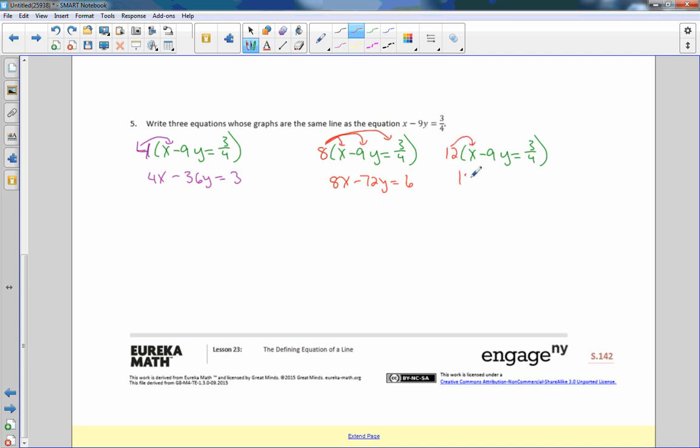12 times x is 12x. 12 times negative 9 is negative 36y. And 12 times 3/4 is 9. 12 divided by 4 is 3. 3 times 3 is 9. These three equations are equivalent.